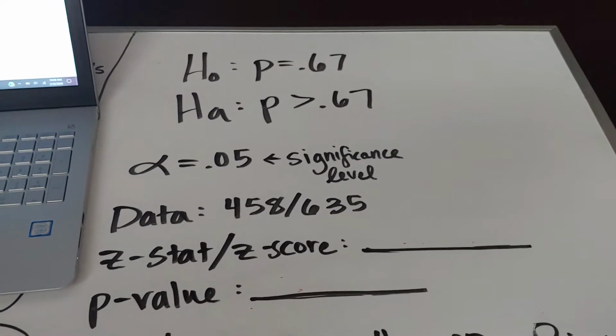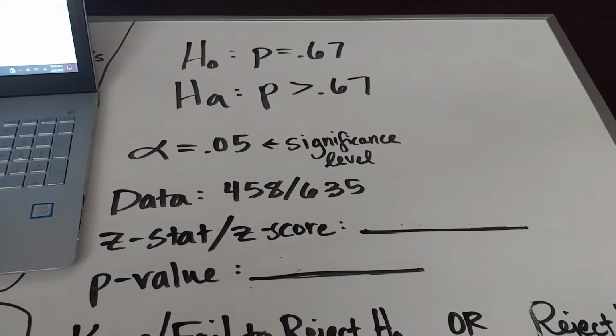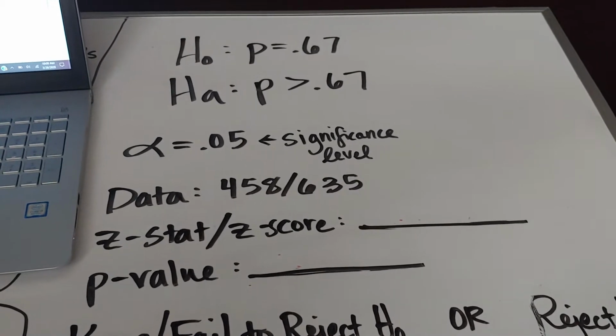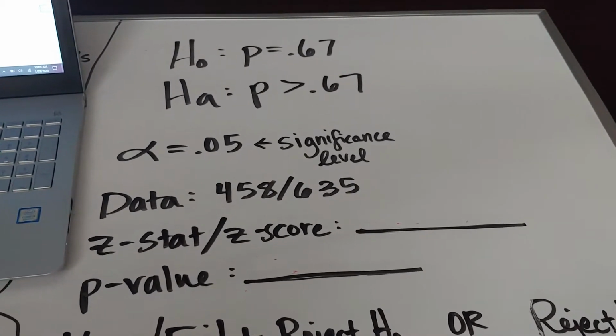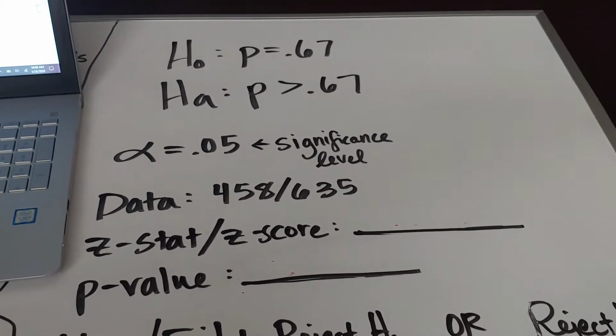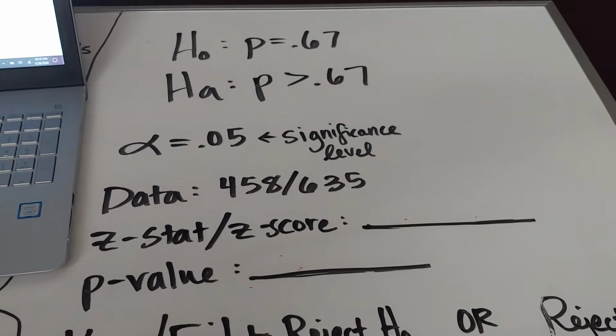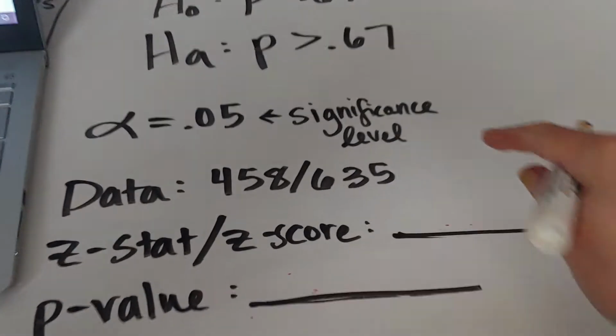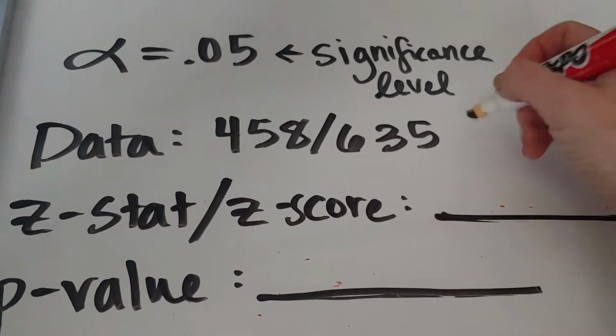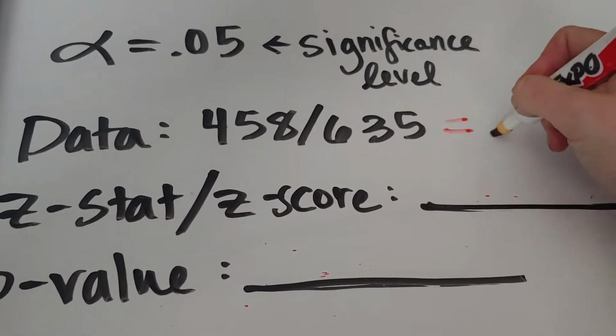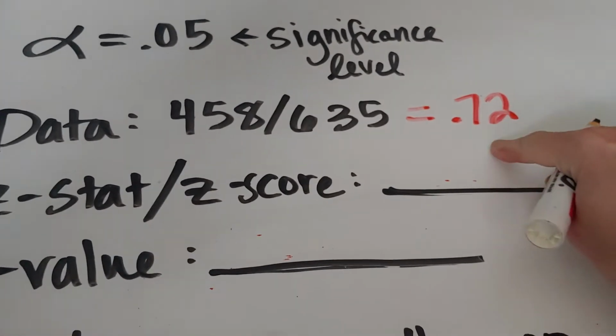Now we're on to part 4. In the very first part of this adventure, I said that we could have chosen P is greater than 0.67 instead of does not equal to. The reason why we could have done greater than is because when you take this 458 and divide it by 635, it ends up being 72%. And 72% is greater than 0.67.